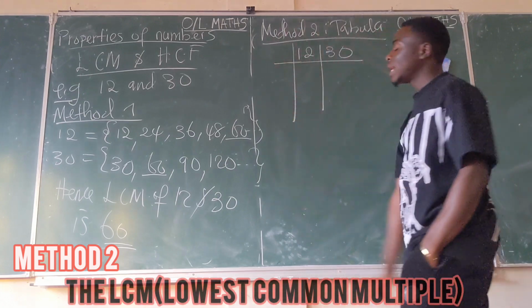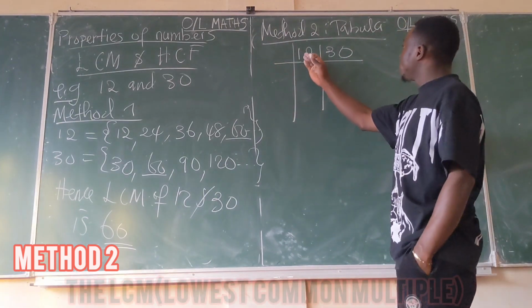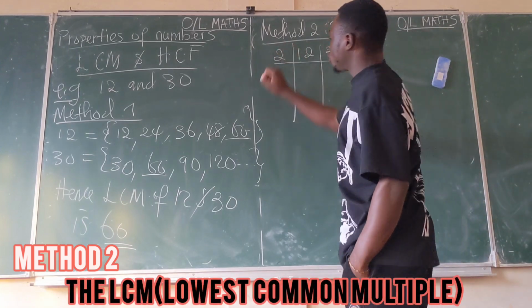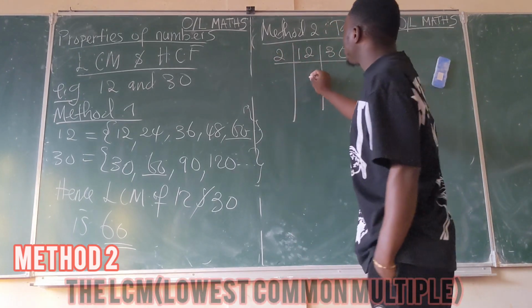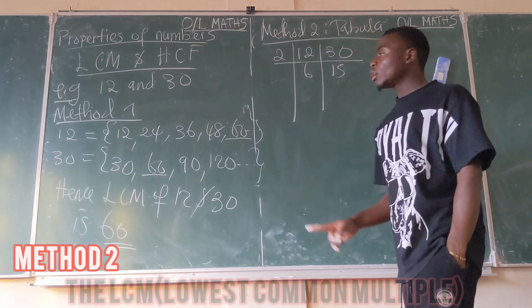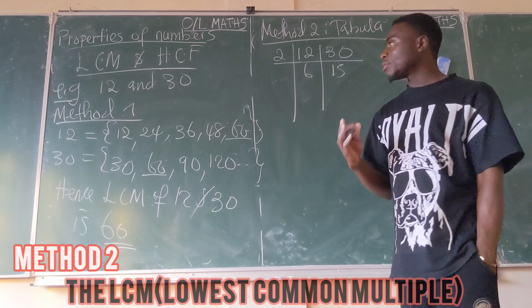When you construct these lines, you start by looking for any number that 12 and 30 can divide without a remainder. For example, you can always begin with 2. 12 divided by 2 is 6. 30 divided by 2 is 15. Which other number can 15 and 6 divide with that remainder?